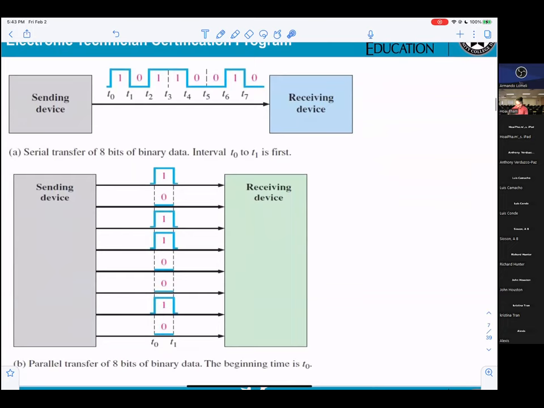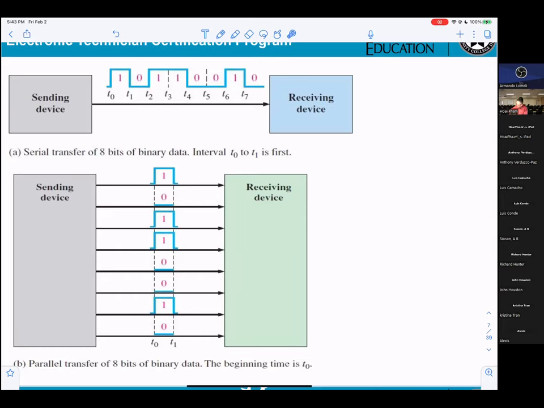This shows you two ways for binary data. First one, serial data. This is the sending device, and they send to the receiving device. When they send it, it only needs one wire. Only one wire. However, the signal will be high, low, high, high, low, high, low. That means it keeps going. That's what they call serial data, okay? Basic serial data, you need only a single wire for sending and receiving your data.